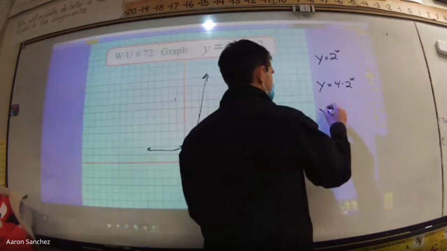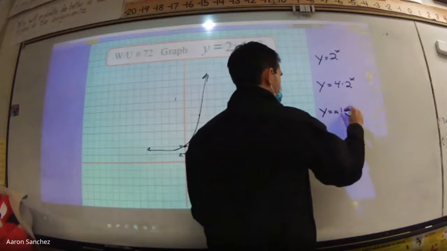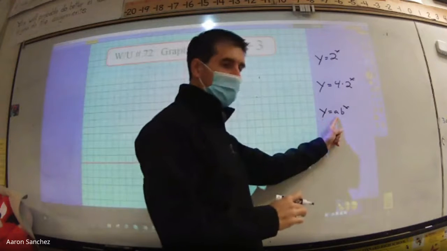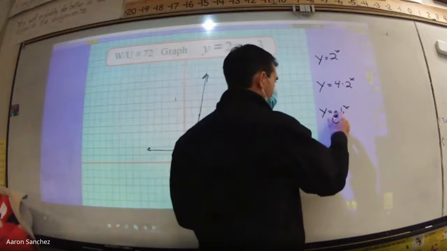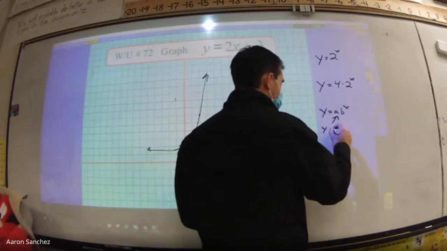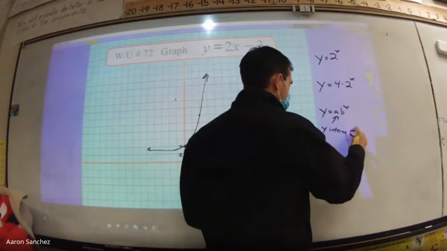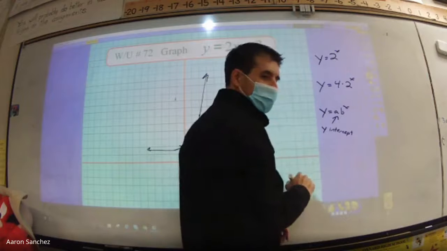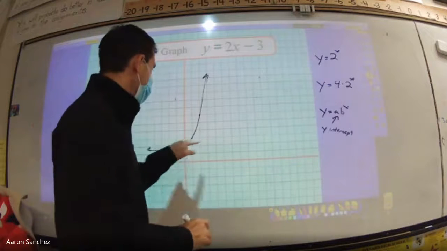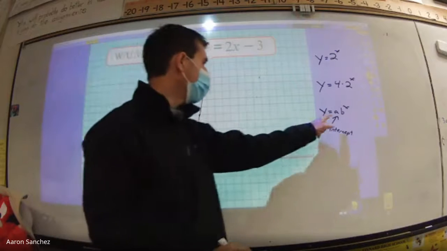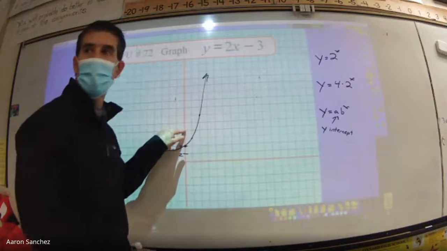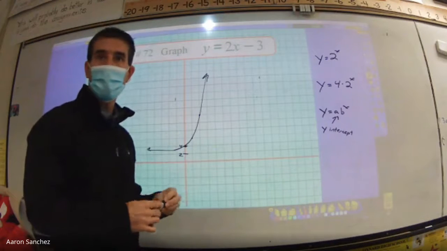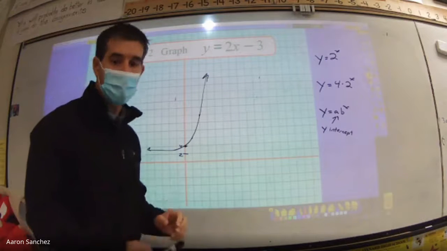So y equals a b to the x. Instead of 4, let's have an a. What that means, we'll call that the y-intercept. Any number in front of the 2 or the 3, that's the y-intercept, okay? That'll be right here. So if this number is 4, then it goes here at 4. If this number is 8, then it's going to cross here at 8, okay? This making sense? And I'm showing you that so we can look at the homework. That's going to be important for the matching.